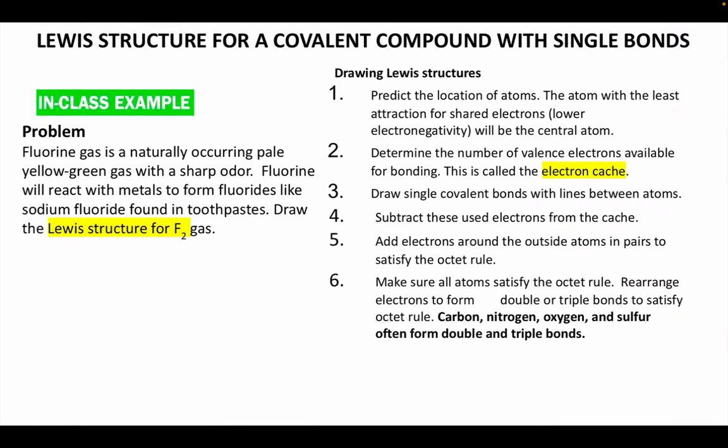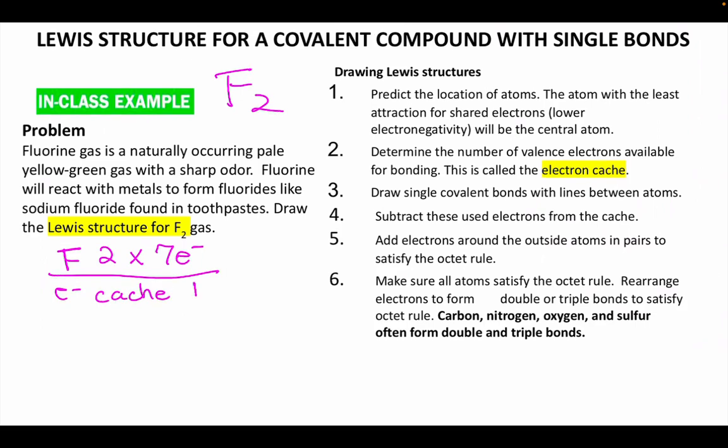So here's an example: fluorine gas. We're going to draw the structure for this. The first thing we do is calculate the electron cache. For F2, there are 2 fluorines, and each has 7 valence electrons. So my electron cache, which is my total number of valence electrons available, is 14. That is right here, number 2.